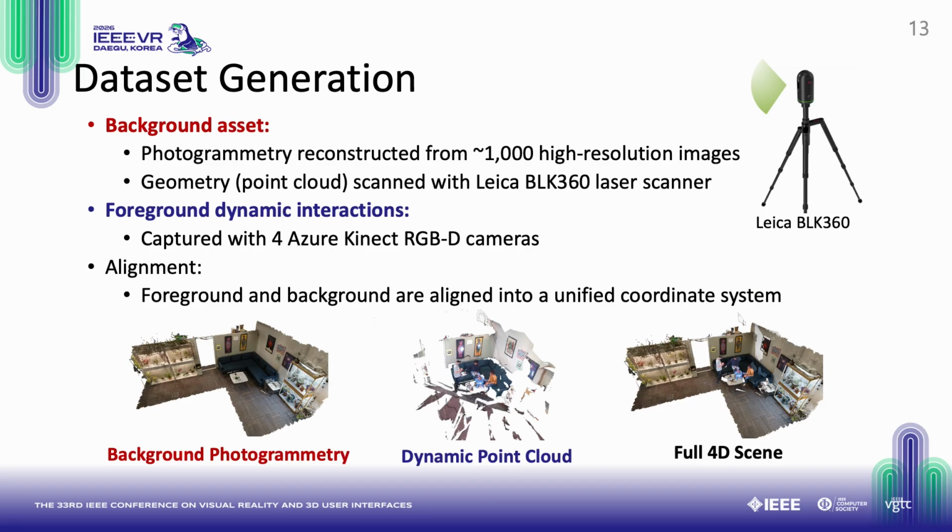Next, I will explain how we generate the dataset. For the background, we use photogrammetry from around 1,000 high-resolution images, as well as laser scanning for accurate geometry. For the foreground, we capture dynamic interactions using multiple RGB-D cameras. Finally, we align the foreground and background into a unified coordinate system to construct full 4D scenes.